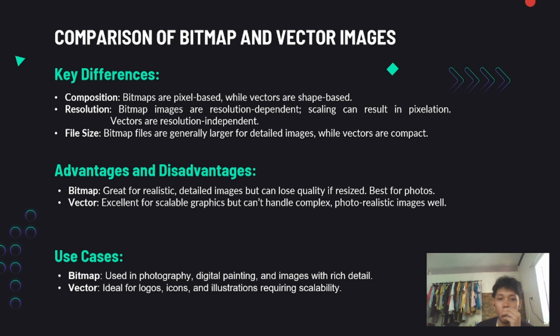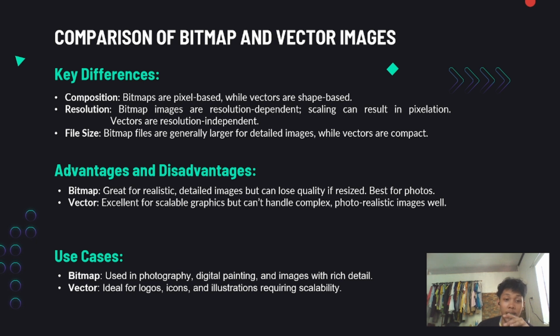So, tinuod, larger gid na ang bitmap kay kailangan nimo mo gamit og mga large resolution para makabuhat ka og isa ka image. Dili para kay vector, bisag mo gamit lang og 100 by 100 pixel automatic si vector di na siya mohanap. Okay? So advantages and disadvantages.